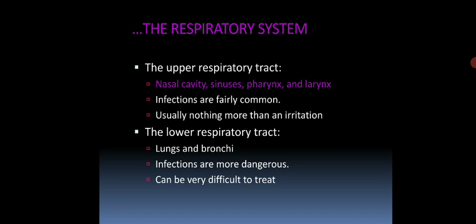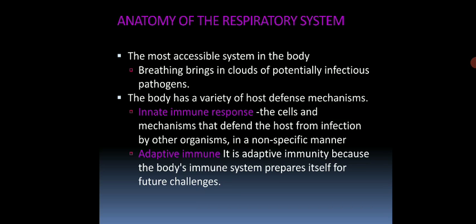The upper respiratory tract consists of the nasal cavity, then sinuses, then pharynx and larynx. These are the main parts of the upper respiratory tract, and the nasal cavity and sinuses are part of the nose. Infections are fairly common in this system and usually nothing more than an irritation. The lower respiratory tract contains the lungs as well as the bronchi, and infections are more dangerous. Infections of these parts are of more serious concern and can be very difficult to treat.